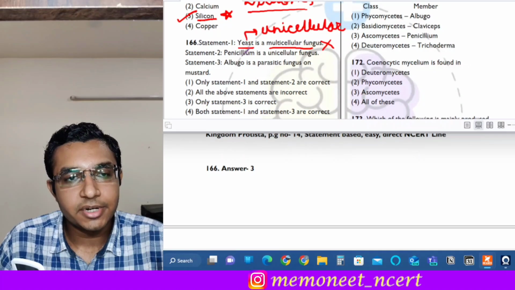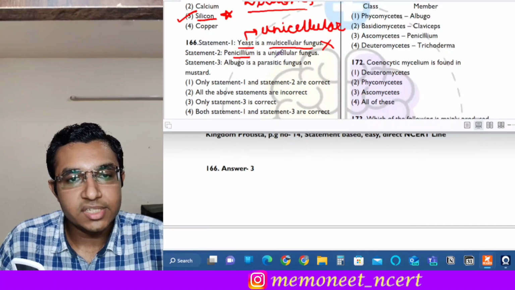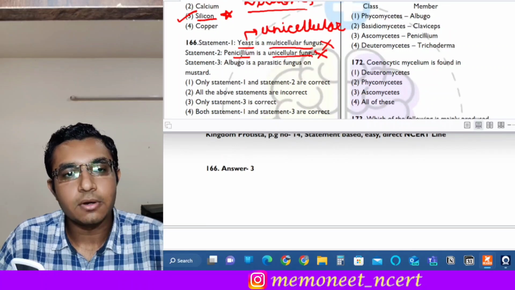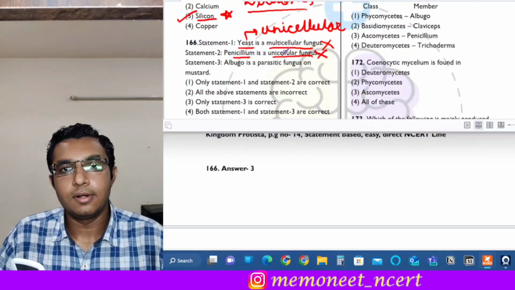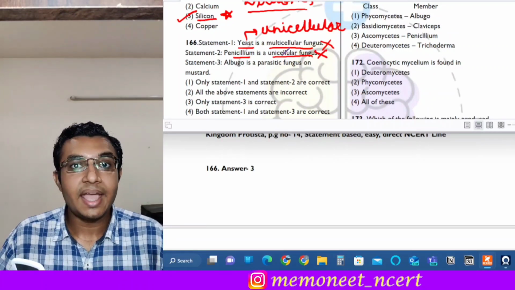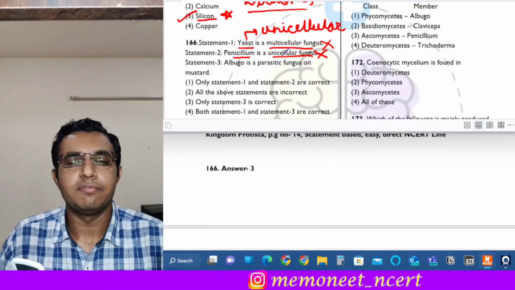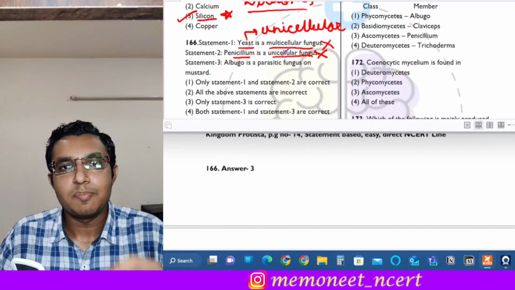The second statement is penicillium is a unicellular fungus. So this statement is also incorrect. Why? Because penicillium is a multicellular fungus. Okay, and as we know, antibiotics are obtained from the fungus Penicillium notatum, and which is that antibiotic? Yes, it is penicillin.